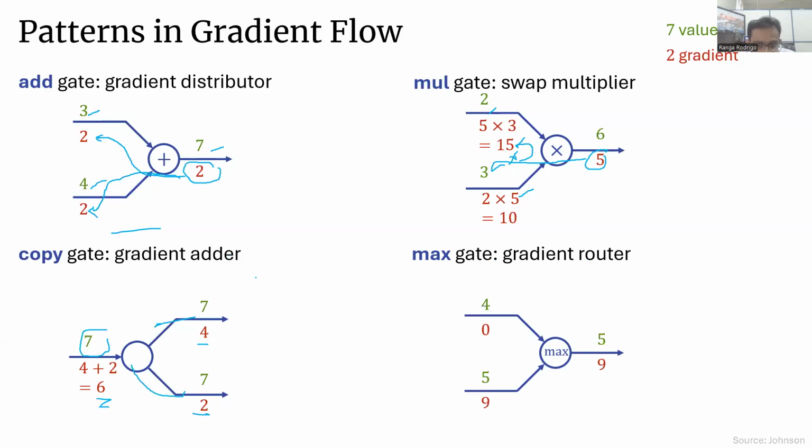Then you can have the max gate. So what about the max gate? Think about this. For the forward pass, I can show you the maximum of 4 and 5. What is the maximum of 4 comma 5? It is 5. That's why you have 5 here. So how do you backpropagate the upstream gradient?